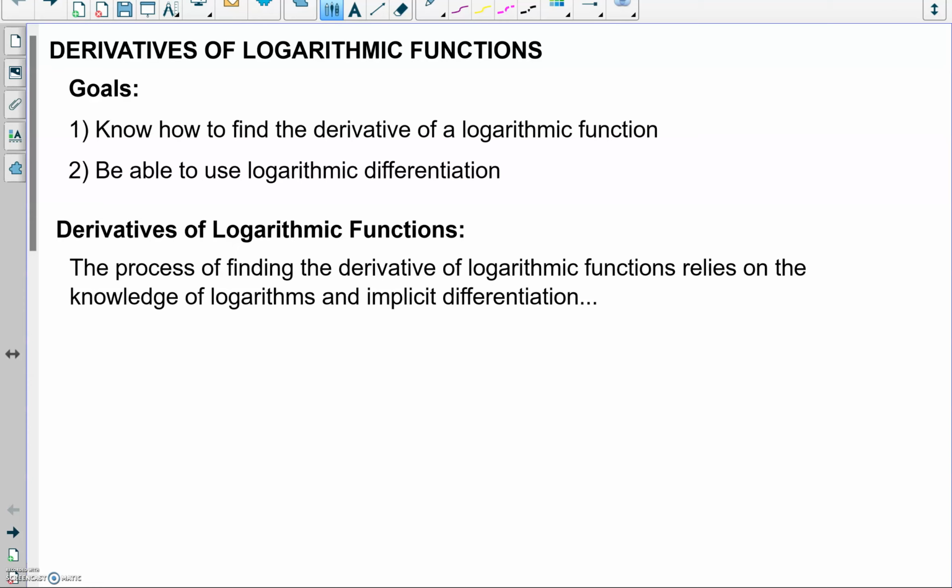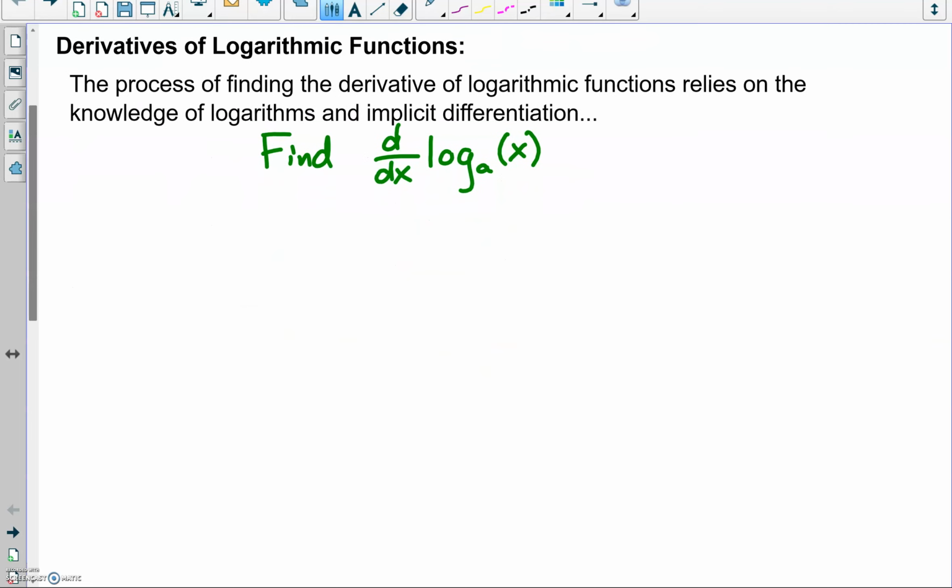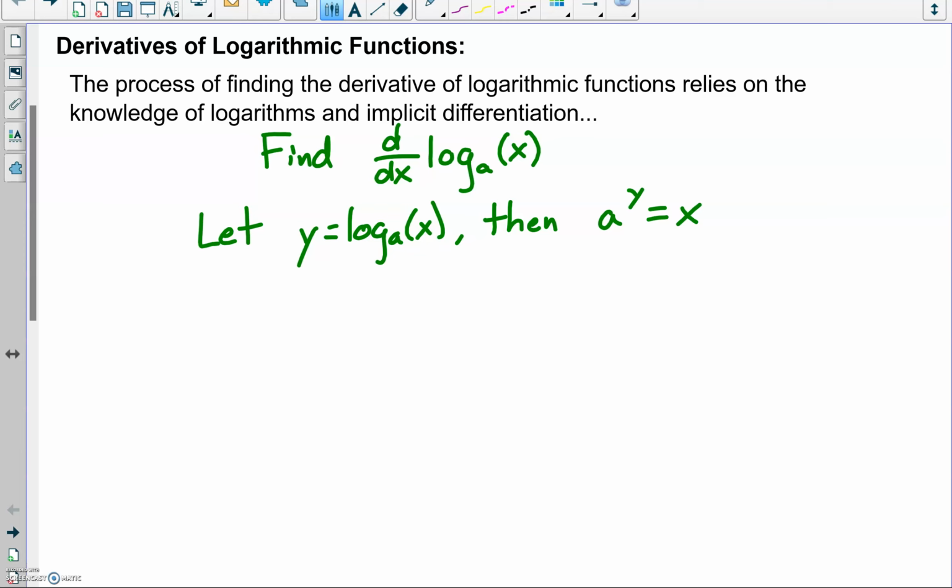So overall, what we're really looking to do here is find the derivative with respect to x of this log base a of x. So that's what we're going to start with. Now, what we're going to do is let y equal log base a of x. And if that's true, then by the definition of logs, you're going to have this a to the y equals x.